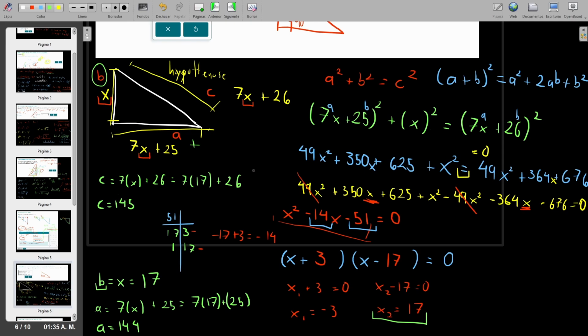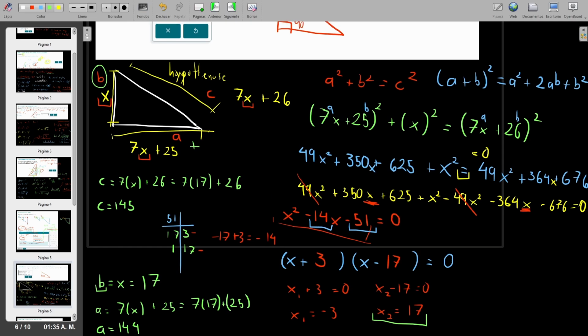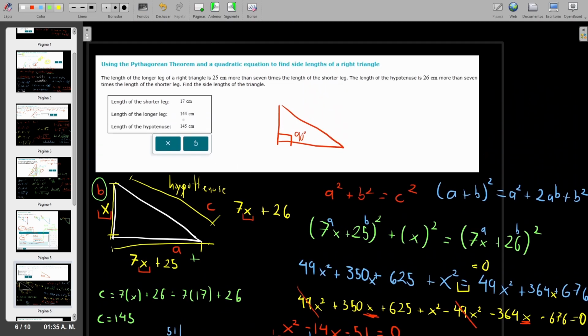Now, if we substitute the values of A, B, and C, we can see the value of the short leg. The short leg is going to be B. Okay, B is going to be 17. The longer leg, A. Which is the value of A?